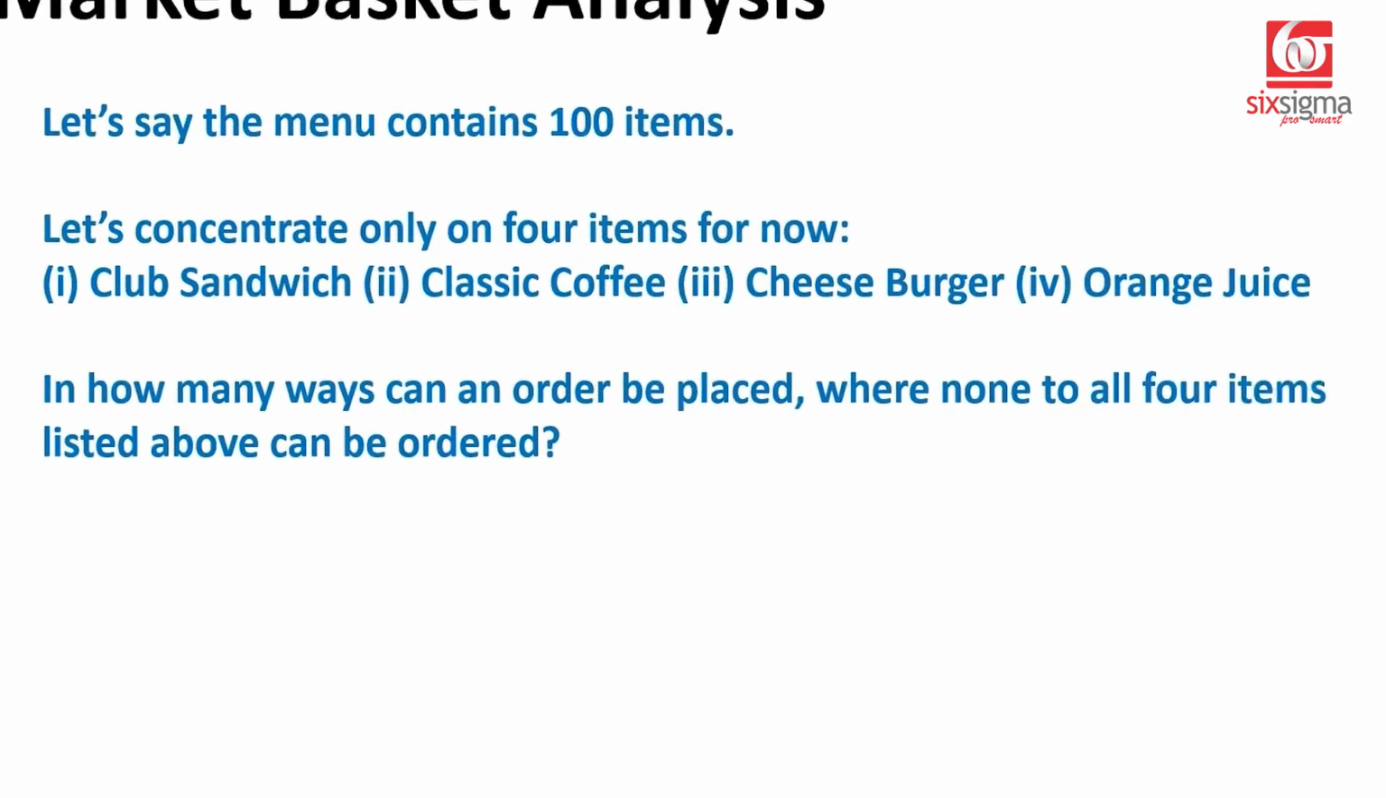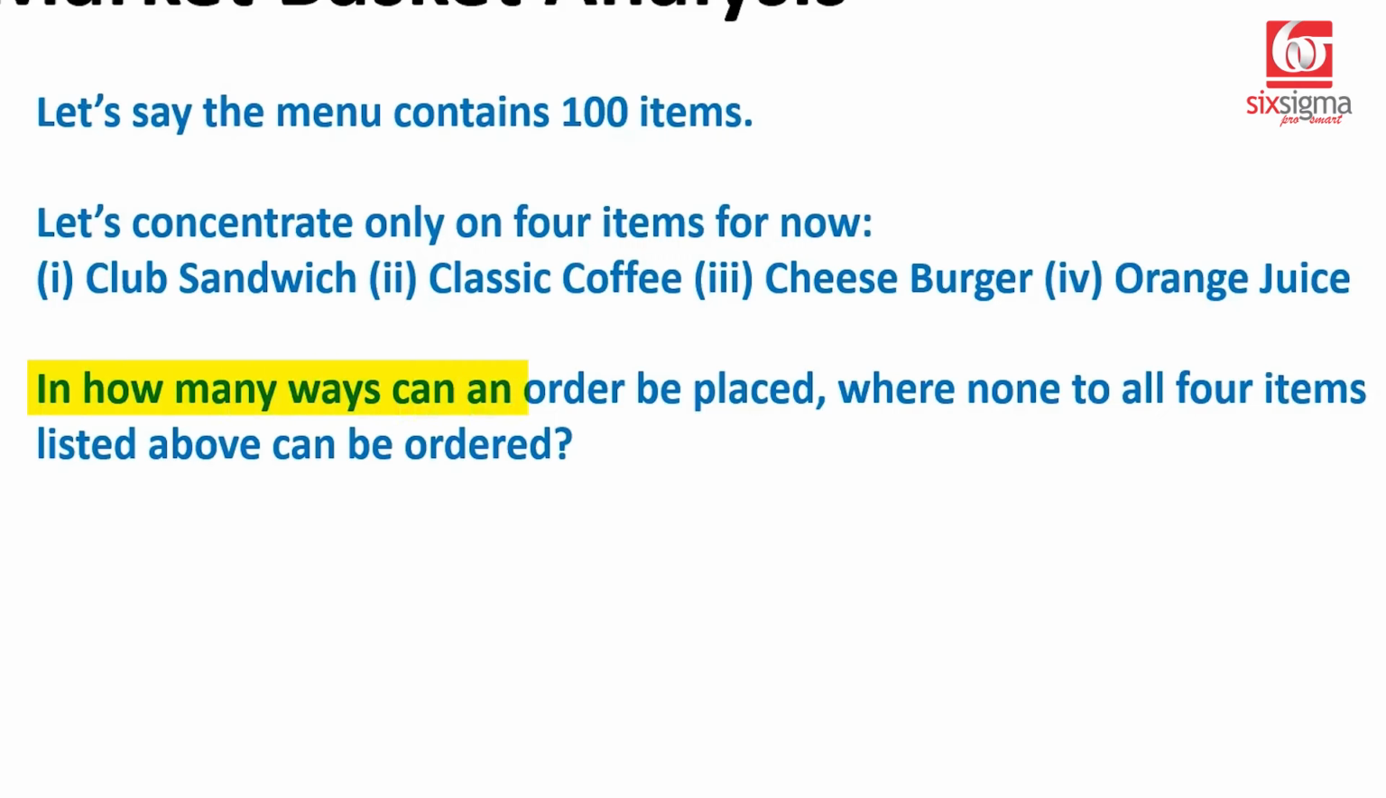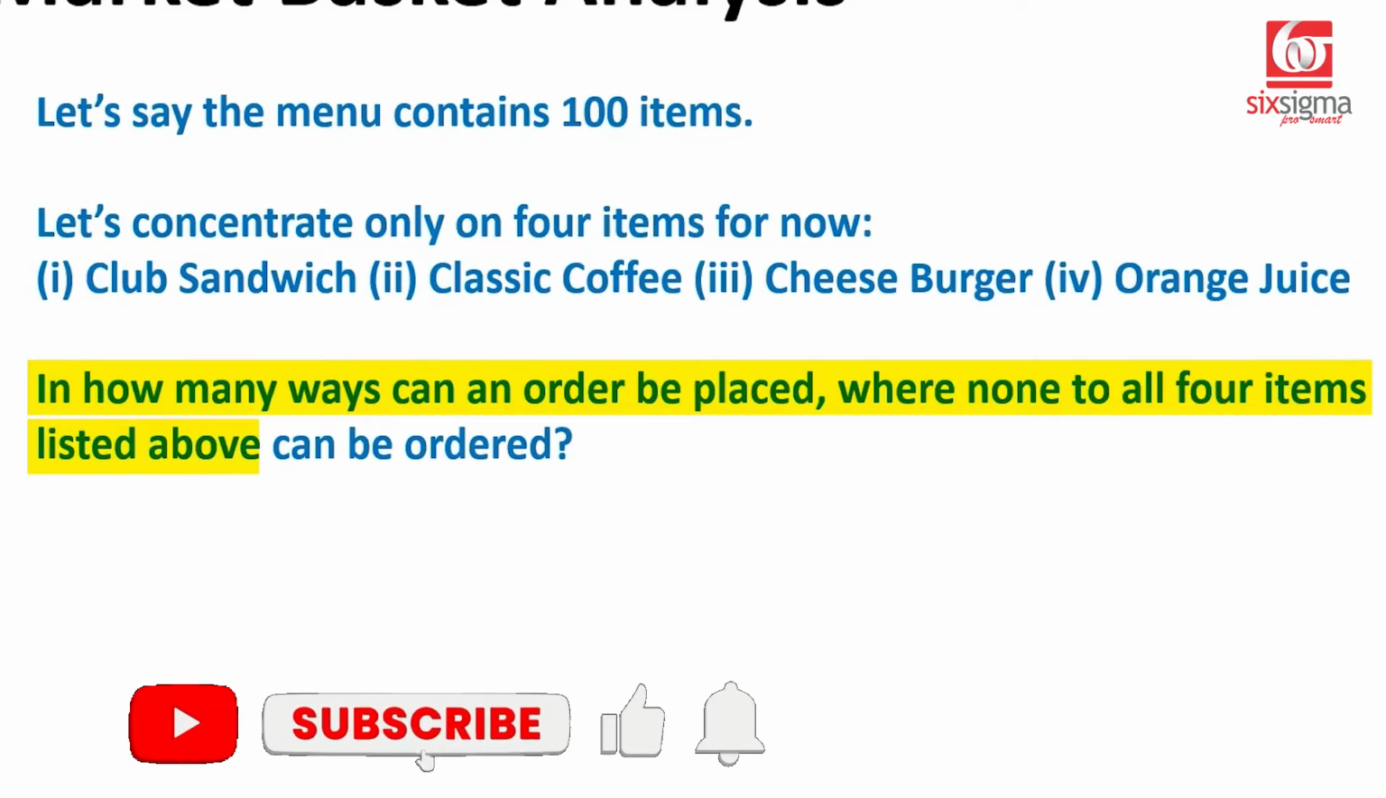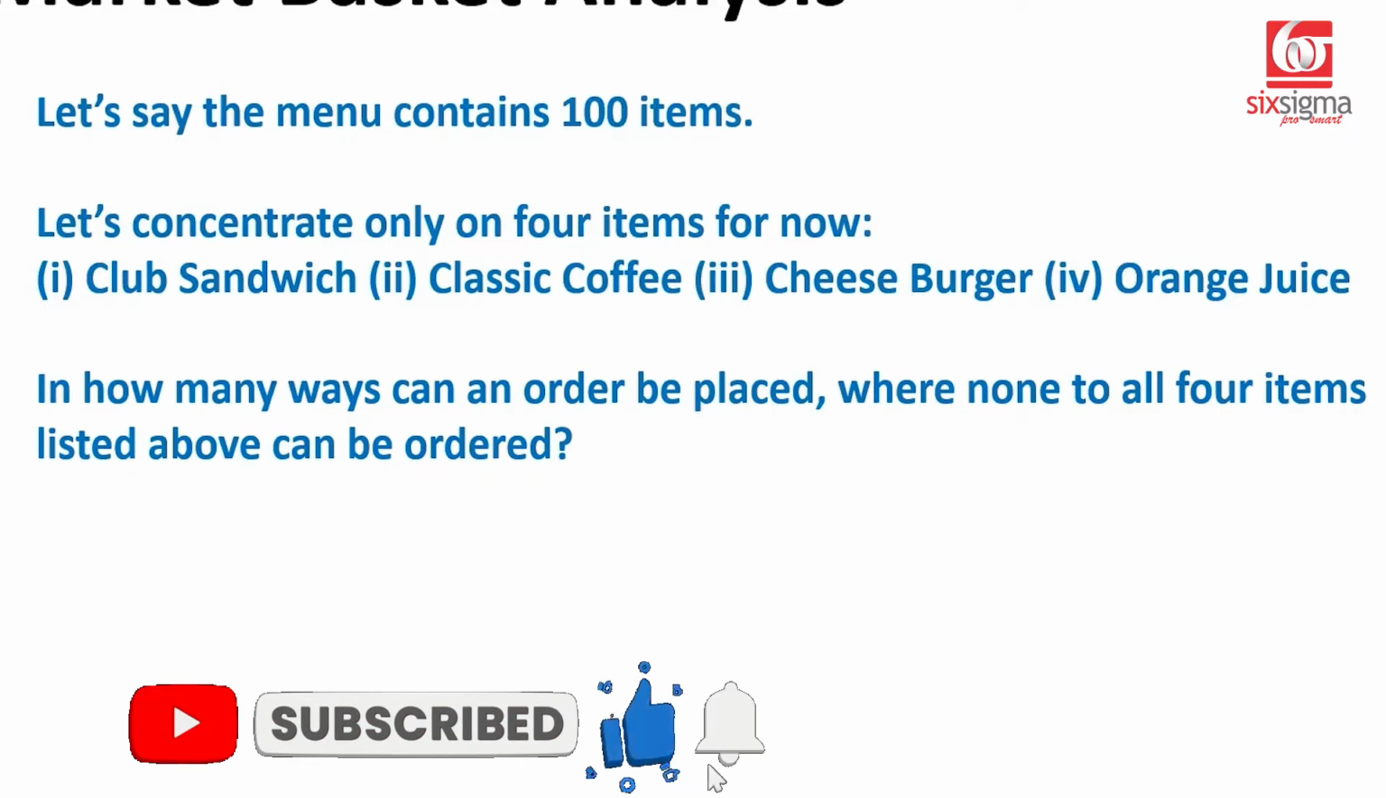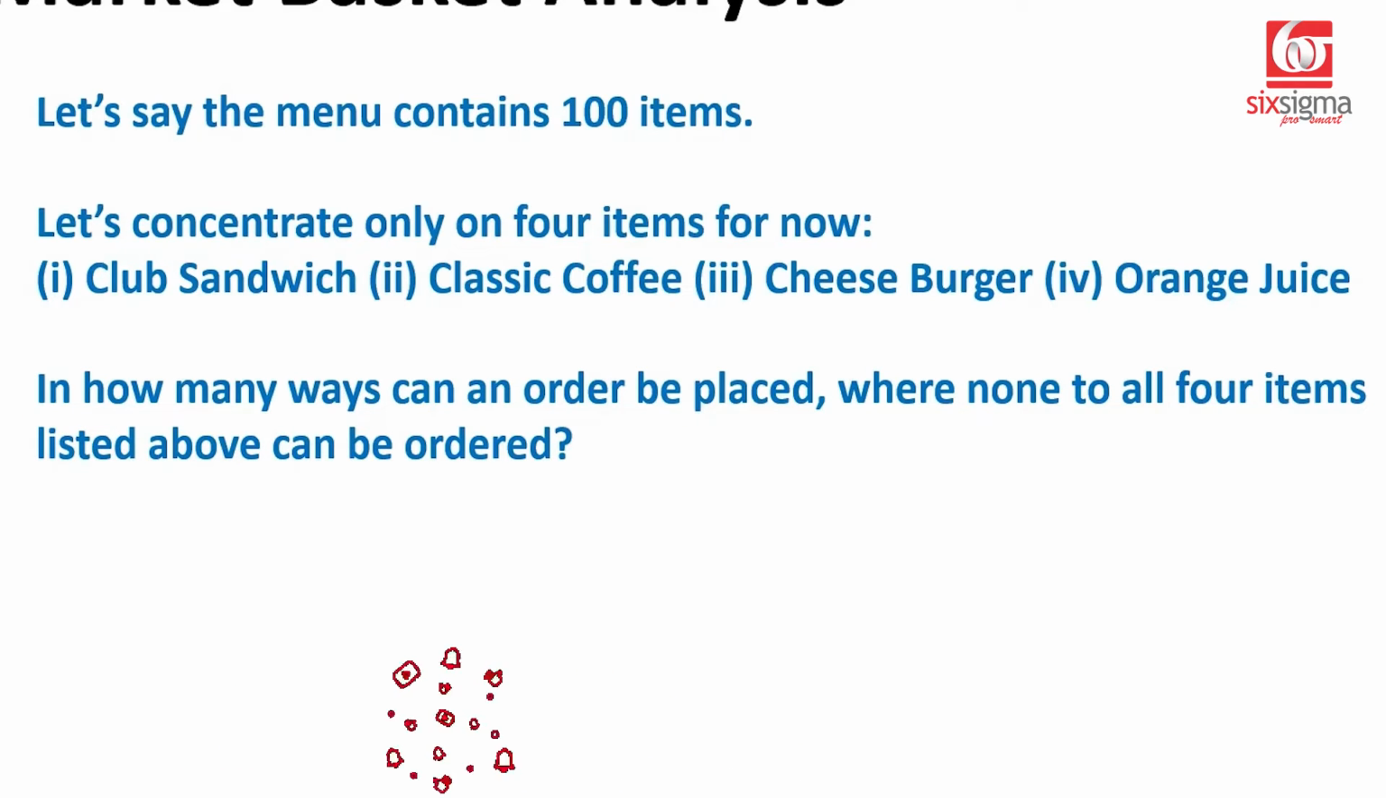Now let's try to understand in how many ways an order can be placed where from none to all 4 items can be ordered. So there's a possibility that the restaurant has other items and the customer placing the order doesn't choose any of these 4 items, but chooses from the remaining 96 items. And there is a possibility that somebody likes all these items and orders them all together. All these 4 items are on the same order. Let's try to understand it a little closely. So we'll have to build cases.